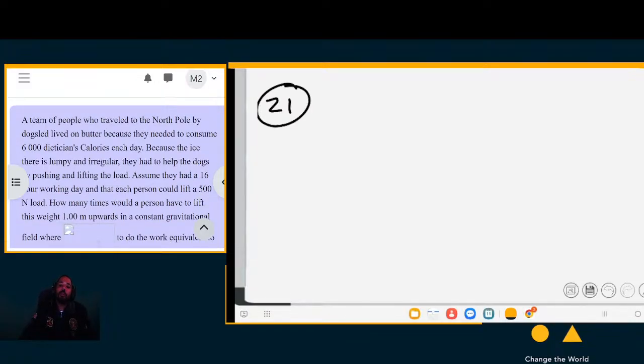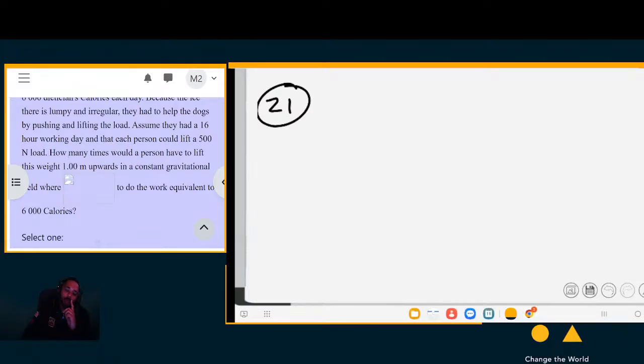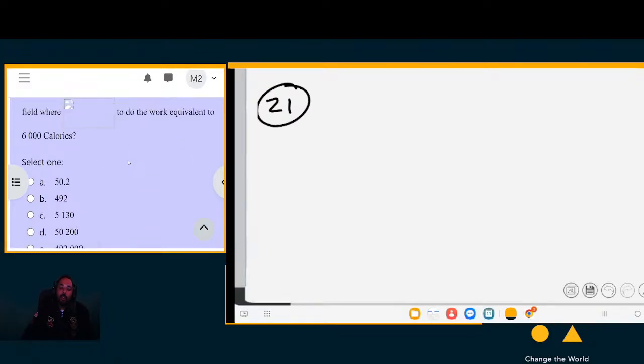A team of people who traveled to the North Pole by dog sled lived on butter because they needed to consume 6,000 dietitian's calories each day. Now, because the ice there is lumpy and irregular, they had to help the dogs by pushing and lifting the load. Now, assuming they had a 16-hour working day and that each person could lift a 500 Newton load, how many times would a person have to lift this weight in a constant gravitational field to do work equivalent to 6,000 calories? Now that picture is missing, but I'm still going to do this one.